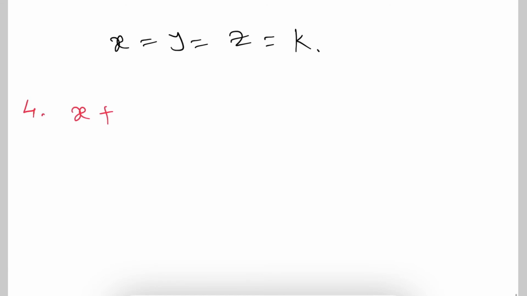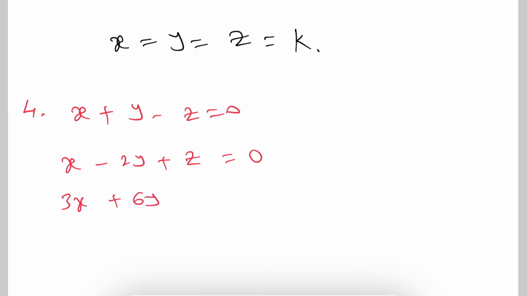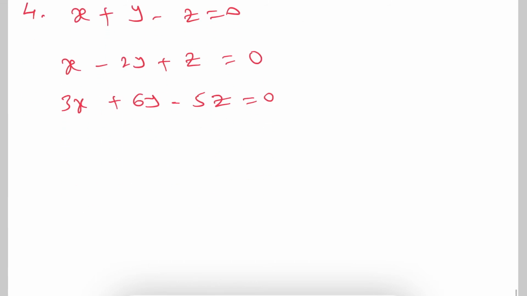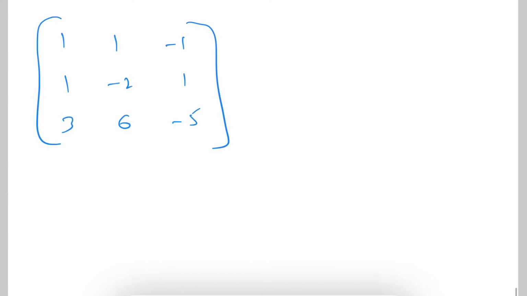The question is X plus Y minus Z is equal to 0. X minus 2Y plus Z is equal to 0. 3X plus 6Y minus 5Z is equal to 0. Now writing the X coefficient, Y coefficient, Z coefficient for each equation, we will get one matrix. Now from this matrix we need to find out the determinant. It will become plus minus plus.